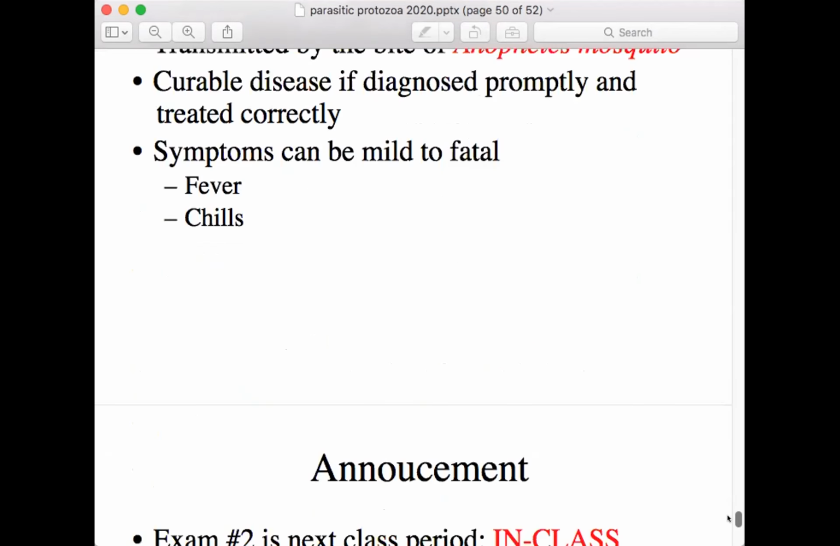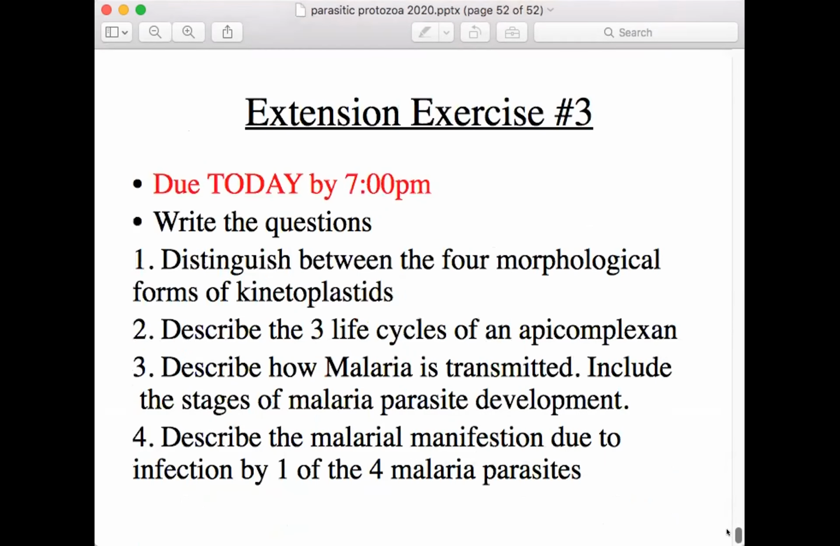All right. This announcement doesn't apply to this class, but you do have a pretty extensive extension exercise tonight. And I'm not going to make it due by 7. I'm going to make it due by midnight.